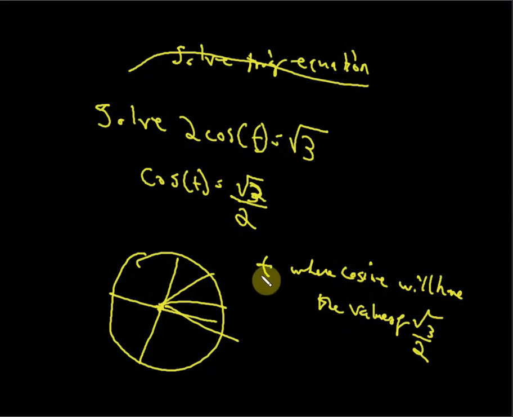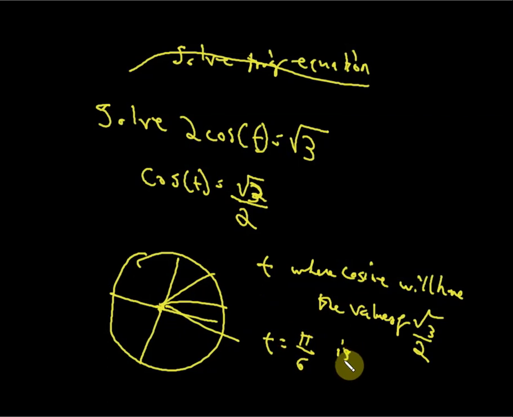If you look, there are different angles where this can happen. So for instance, t is equal to pi over 6 is a solution.